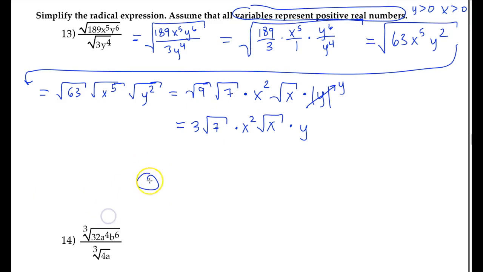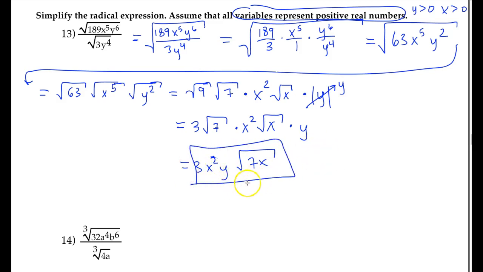So we'll erase all this. Didn't mean to erase that though, so we'll go ahead and put that back. And so now everything that is outside of the house, so to speak, the 3 and the x squared and the y, we multiply that together: 3x squared y. And everything that is inside the house, which is the 7 and the x, will remain inside the house. And so this is our final answer for this question. So 3x squared y, all that times the square root of 7x.